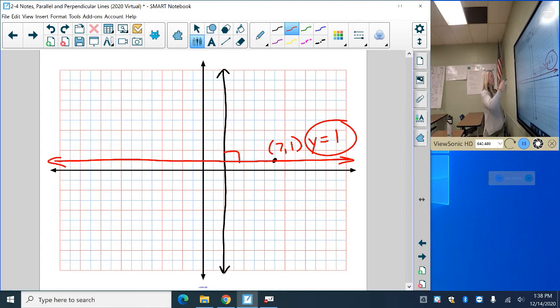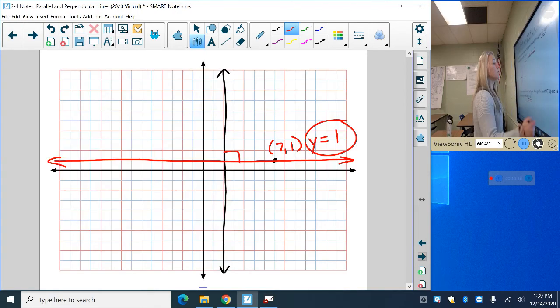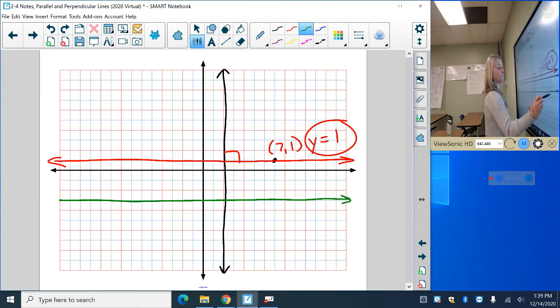Let's try that again. We'll use different colors. Find the equation of a line that goes through the point (7, 1) and is perpendicular to the line y equals negative 3. So we have the same point, but a different type of line. We're going to start at y equals negative 3, meaning it has 0 slope, or a horizontal line. So y equals negative 3, we'll make that one green. And it has to go through the point (7, 1), but be perpendicular to the green line, which will be this line right here.